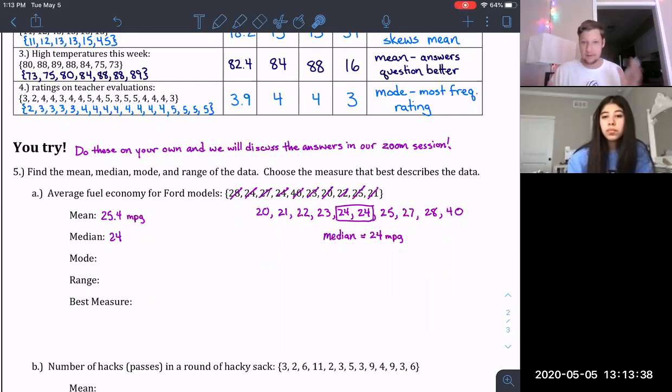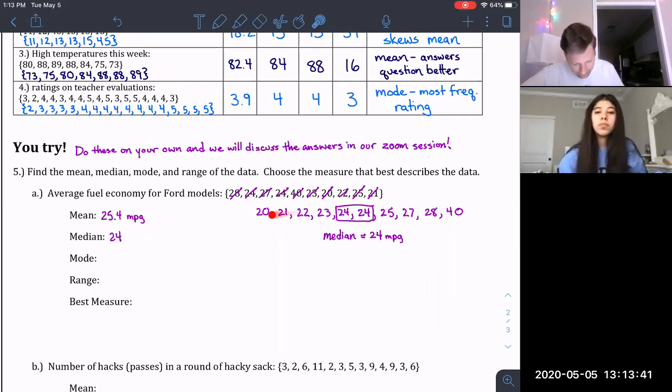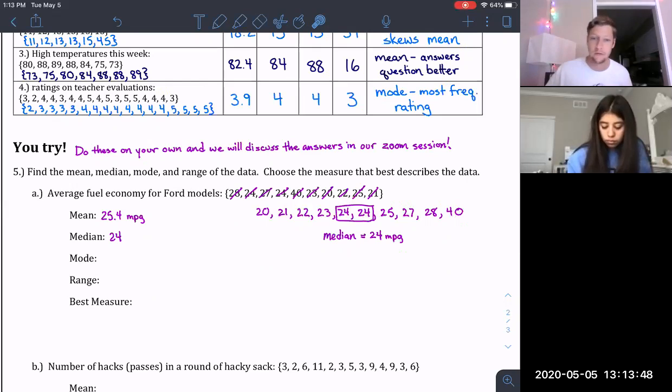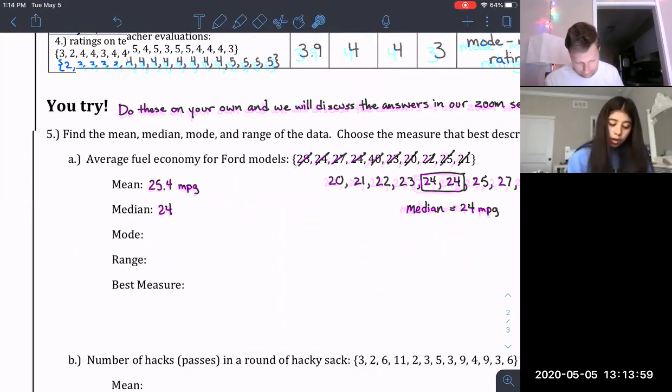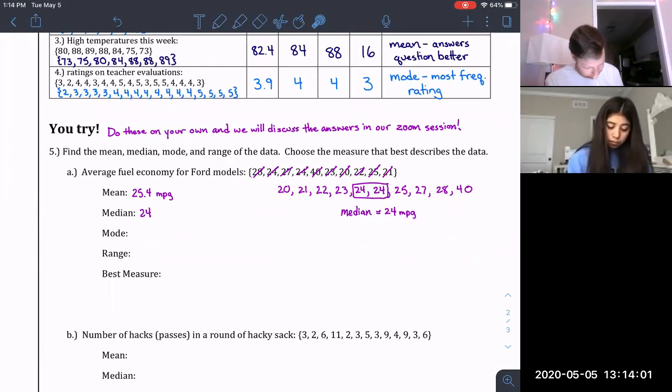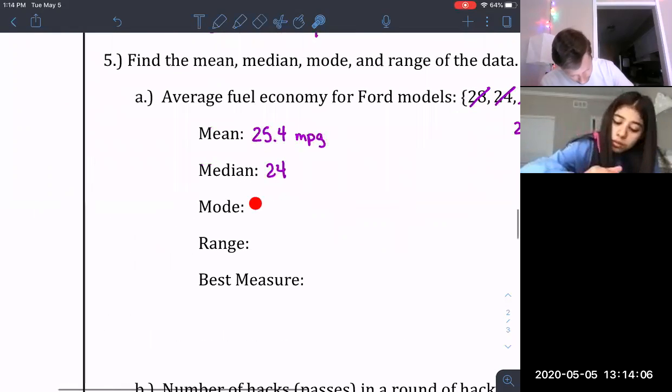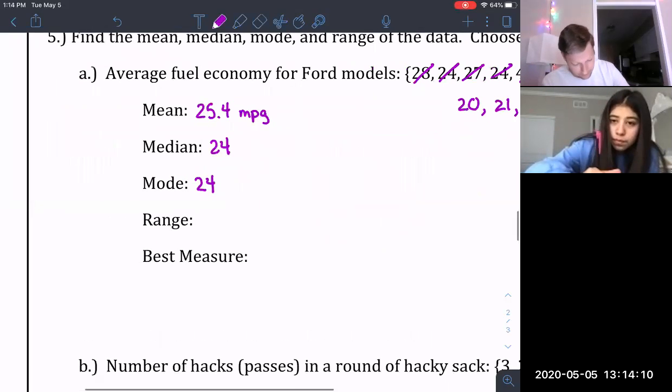The median is nice because it doesn't matter what all these values out here are. This could be a 40 or it could be a 400. It's not going to affect what the median is. So the median is unaffected by outliers, and the mean can be affected by outliers. Okay, so the mode should be easy to find here. What's the mode? 24. Right, 24. It appears twice. Okay, the mode is 24.